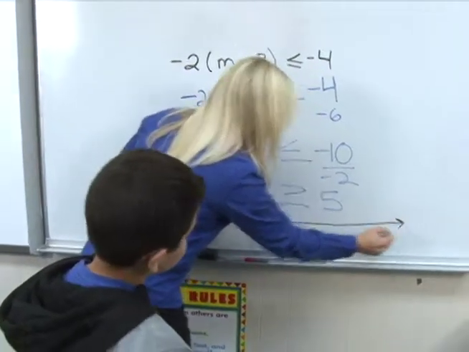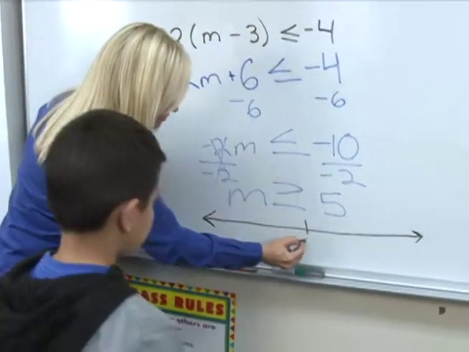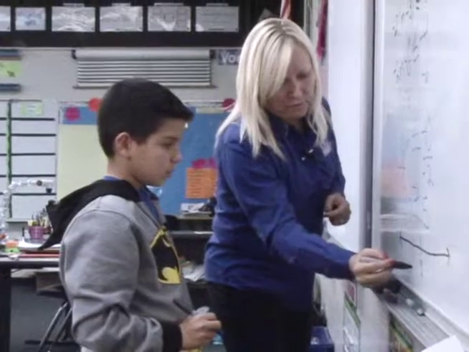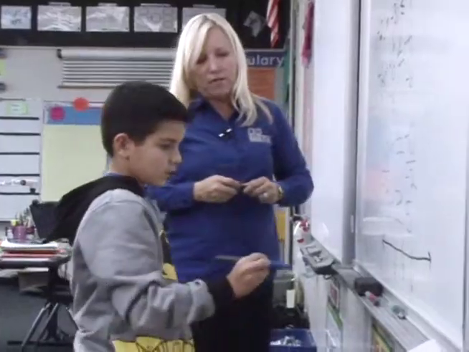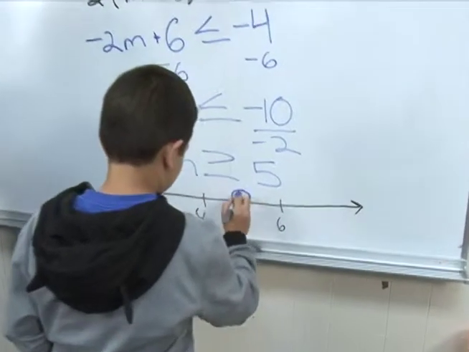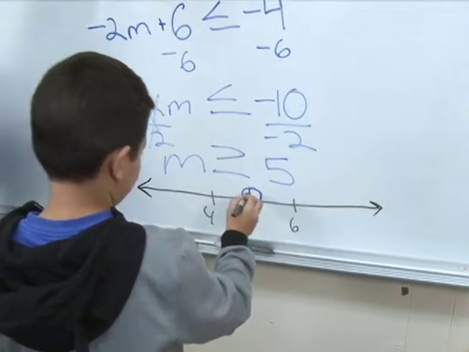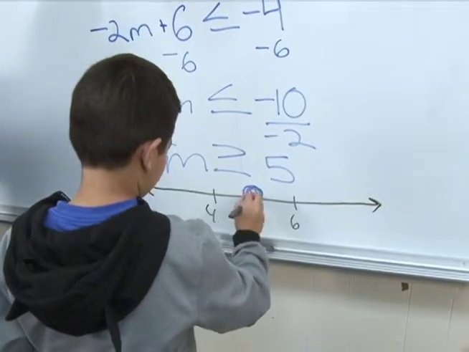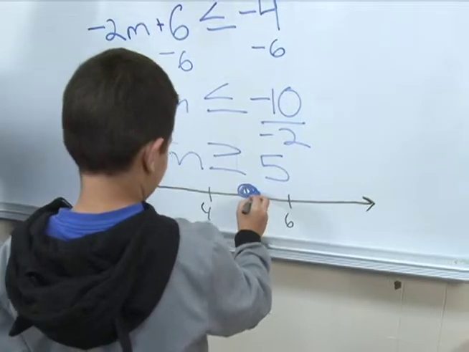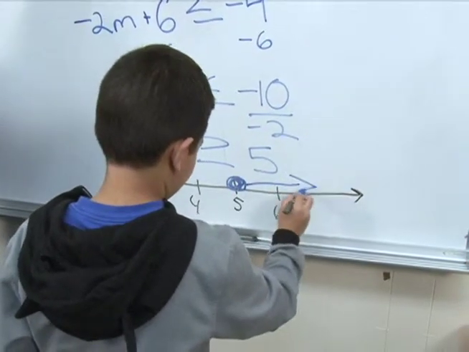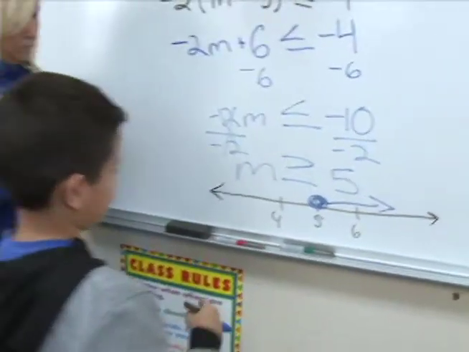Okay, we need to graph the solution. If +5 is right here, and we know that 4 goes here and 6 goes here, how would you represent that on the graph? I would circle around the 5 and color it in because it's equal to. Right. And since the m is greater, everything on this side of the 5 is the answer.